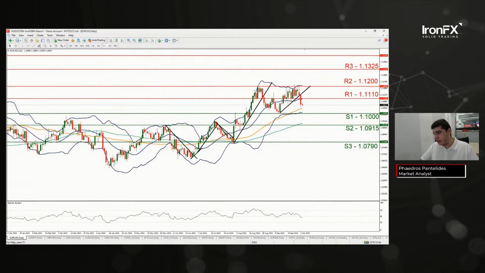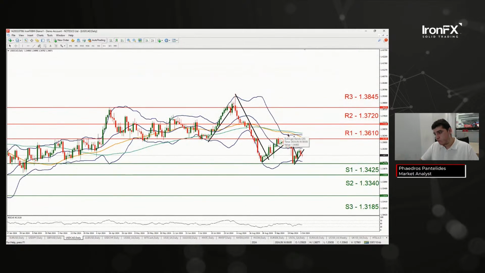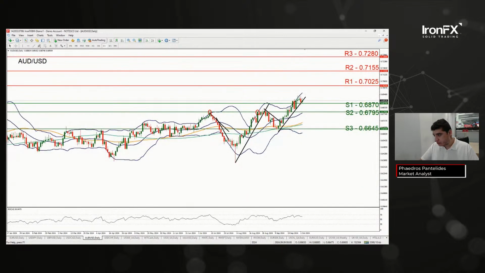Euro USD, bearish technicals and fundamentals. GBP USD breaks below that S1, bearish. USD CAD, bearish technicals and fundamentals, but it needs to break below S1, otherwise sideways bias. Aussie bullish, and that depends on the trade data that is due to be released in tomorrow's Asian session.